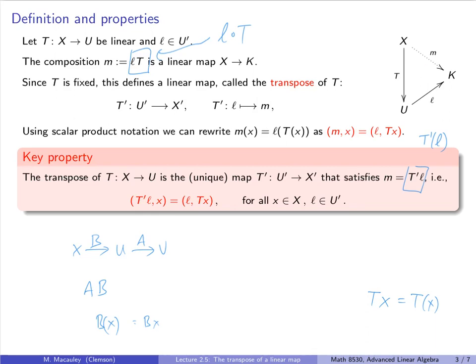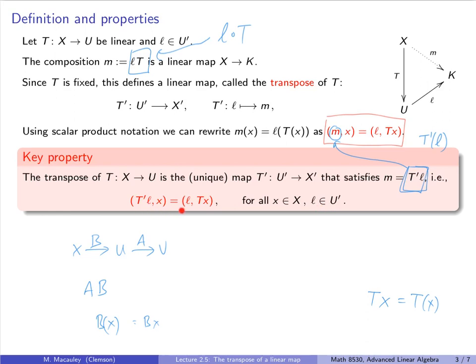Now let's look at what I highlighted up here in red, and let's take this T prime L and plug it in for M. And if we do that, we get this statement: T prime L of x equals L of Tx for all vectors x and all covectors L.